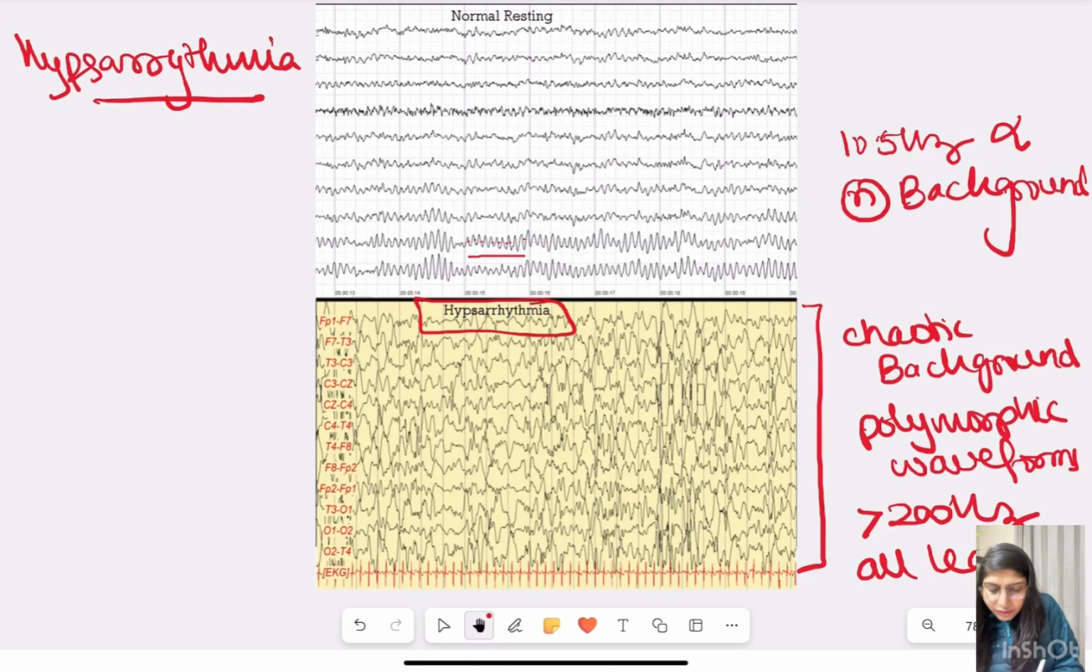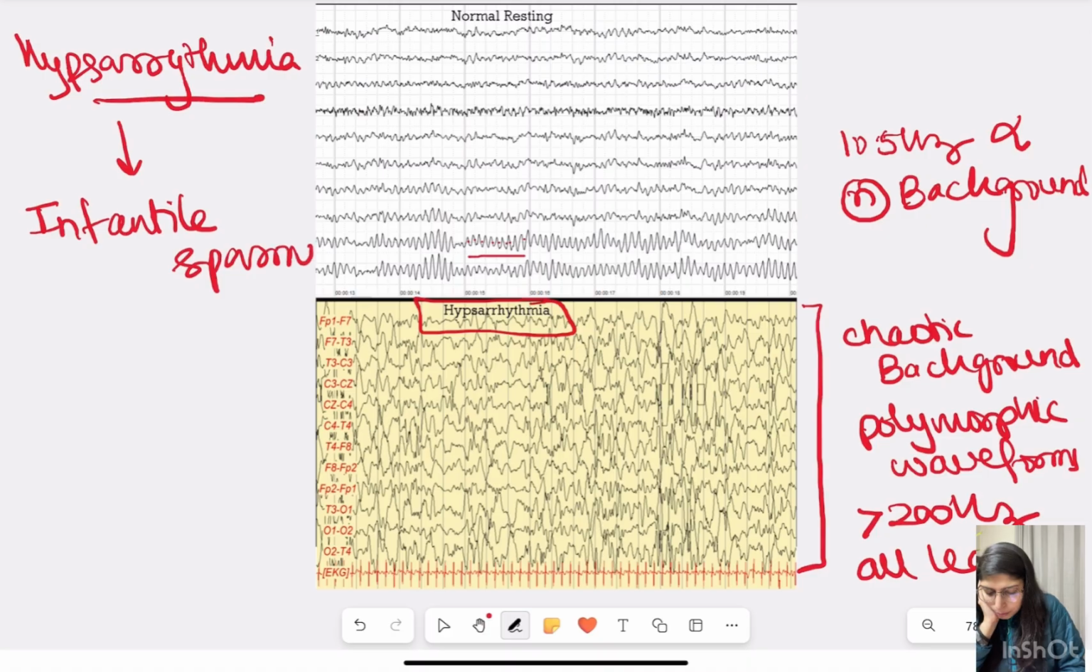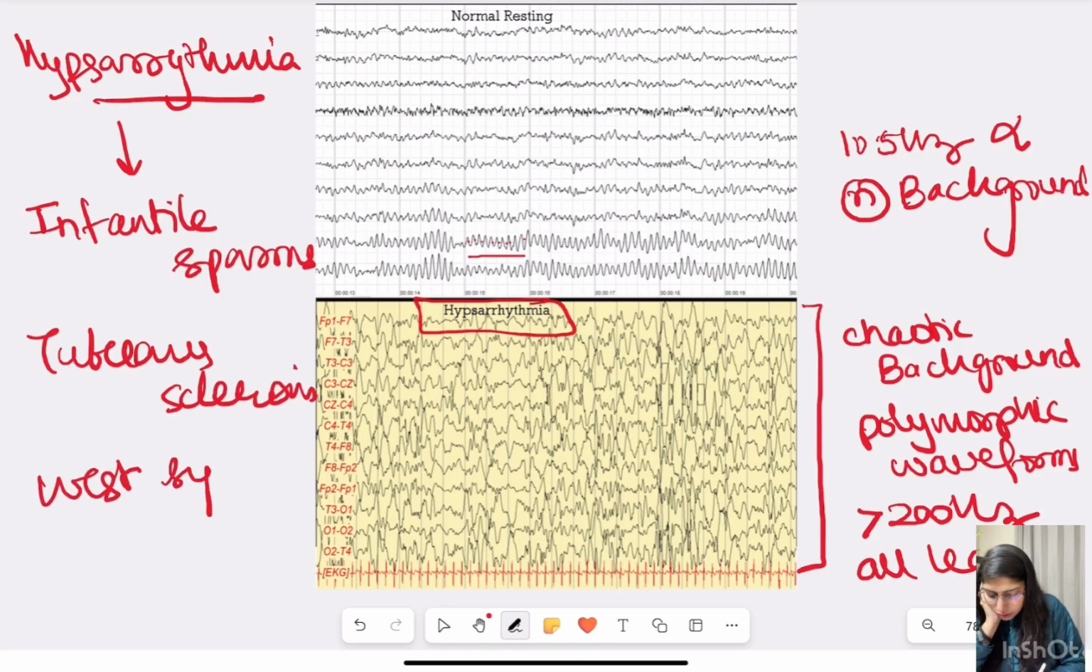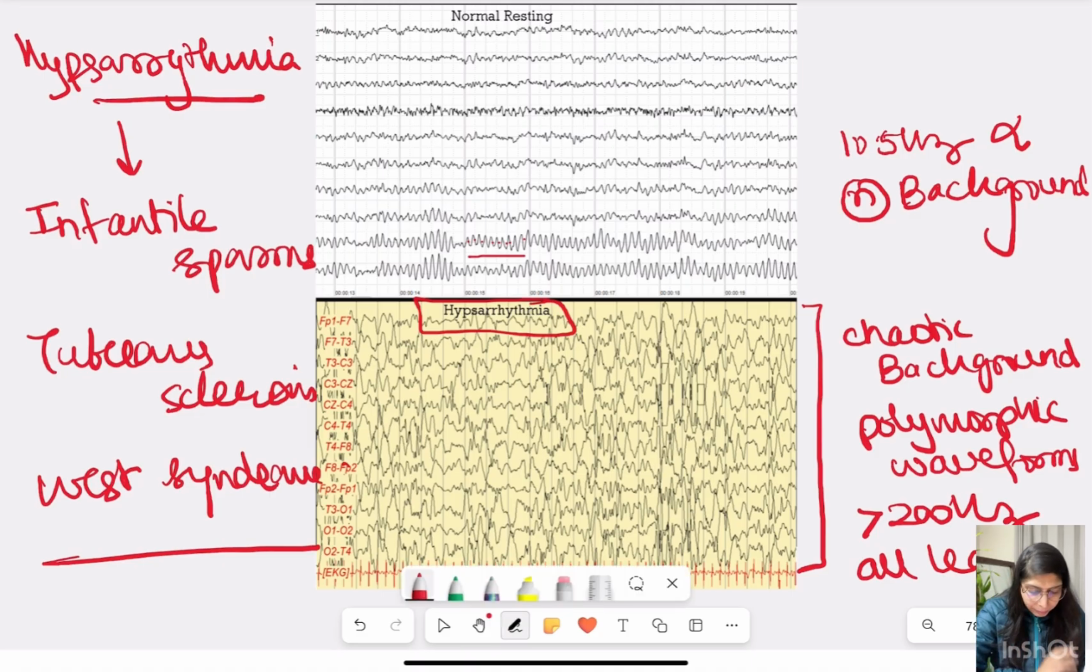You are asked a very direct question. You're given an EEG and you're asked what is the EEG showing, and the answer is hypsarrhythmia. Now a little bit more about it. Usually seen in infants with spasms, also seen in patients of tuberous sclerosis, also seen in patients of West syndrome. So these are the 2-3 things that you need to remember about hypsarrhythmia.